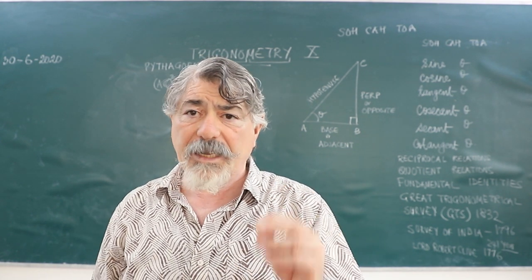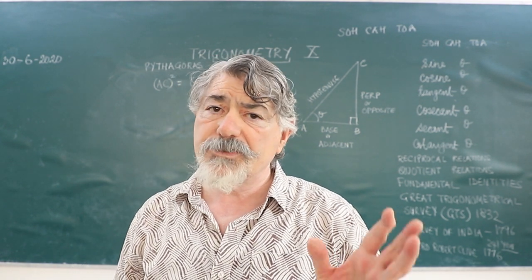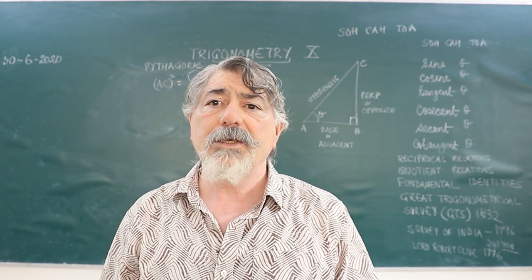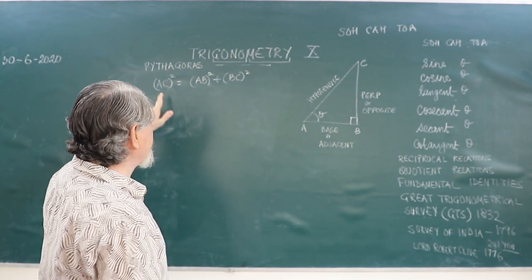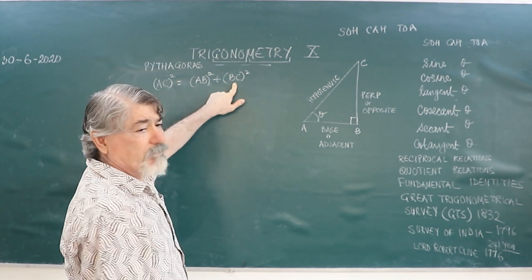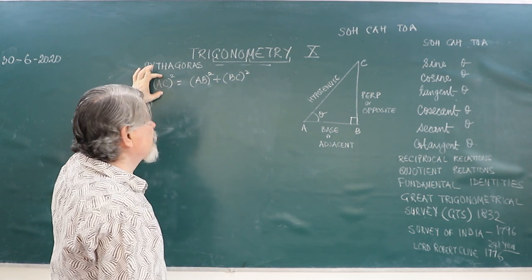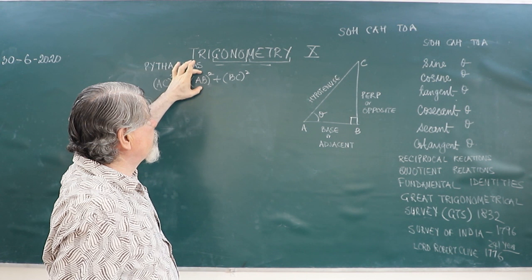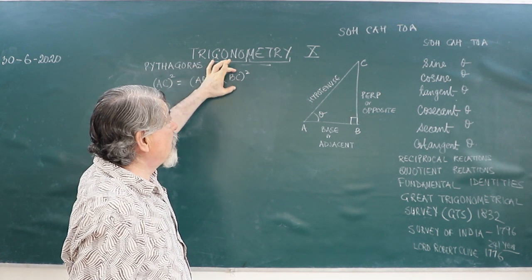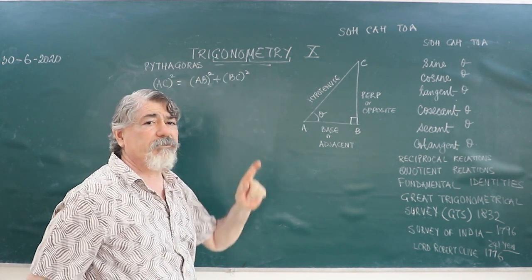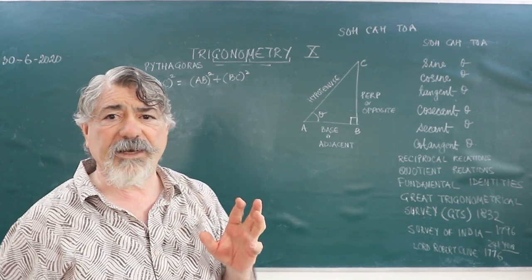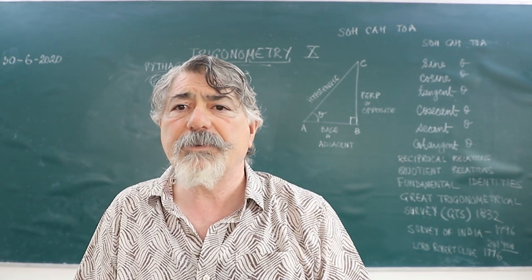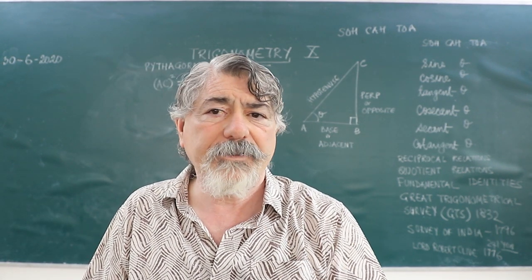Now, I'll tell you what I'm going to do so that you understand. First I will divide the whole equation, this Pythagoras theorem, by AC square, that is hypotenuse square. Then I'll divide the whole equation by AB square, and then at last I'll divide the whole equation by BC square. Once by hypotenuse square, then by perpendicular square, then by base square.